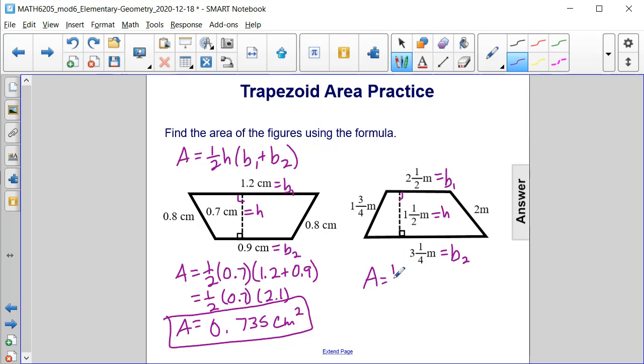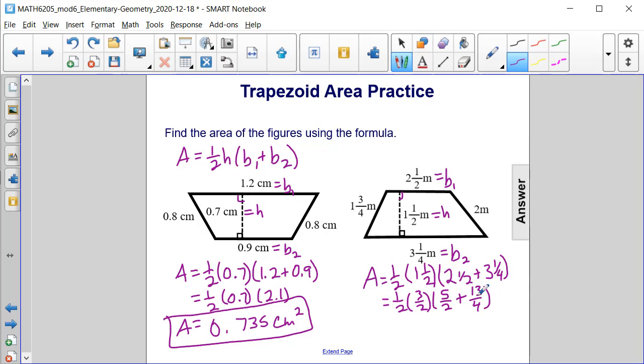The area equals 1/2 times the height, which is 1.5, times the sum of our bases. So that's 2.5 plus 3.25. Well, in order to add and multiply, it's best to put fractions in improper fraction form. So we still have the 1/2 that's in front, and we'll convert 1.5 to 3/2. 2.5 becomes 5/2, and 3.25 becomes 13/4.